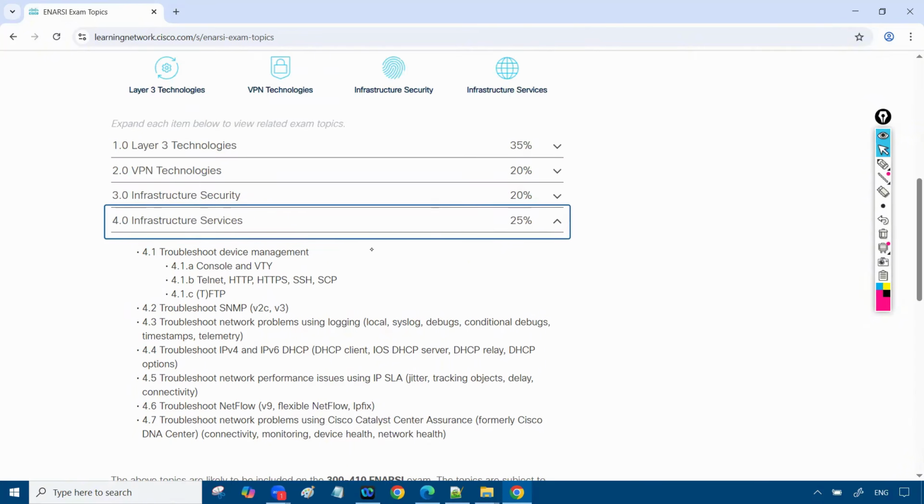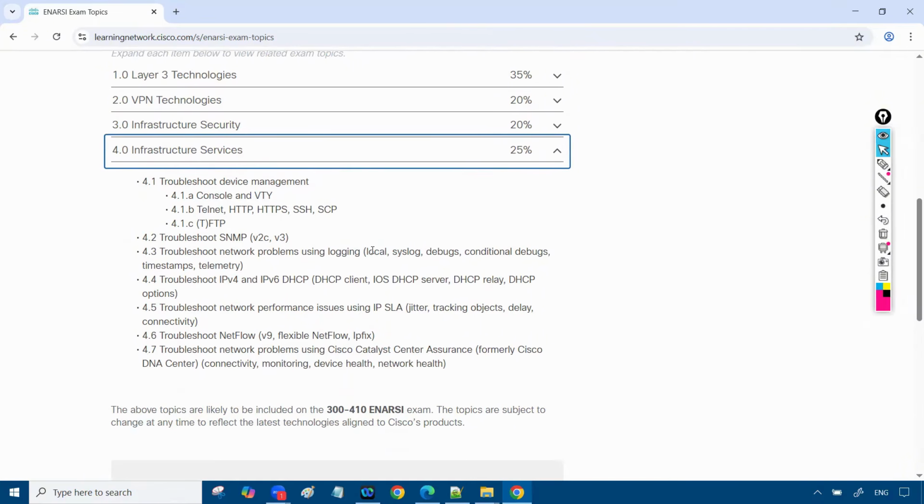If you compare with ENCOR, in ENCOR you had multicasting and quality of service. In ENARSI, you don't have these things. In ENCOR you had SD-WAN and a lot of SDX as well. But here you don't have SD-WAN, but you do have some troubleshooting of DNA Center, that's SDA, right? So these are the major differences between ENCOR and ENARSI.